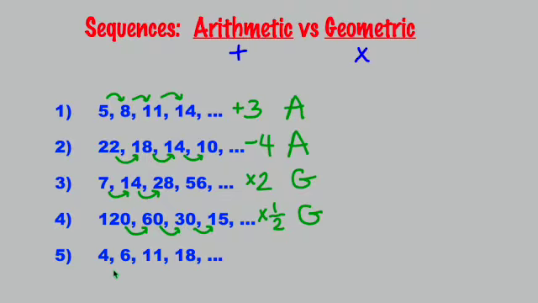And finally, the last one, this time we're adding 2, then we're adding 5, then we're adding 7. So obviously this cannot be arithmetic because we are not adding the same number every time. And we're also not multiplying by the same number. So this is actually neither, none of the above. So sometimes sequences will not be arithmetic or geometric.